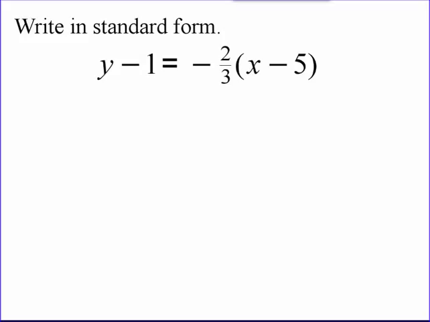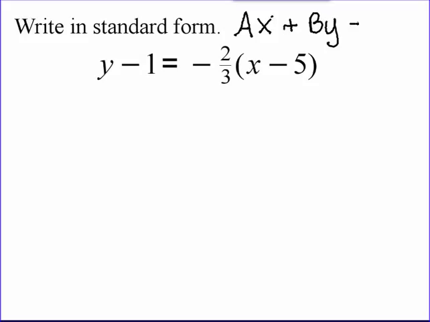So let's go ahead and look at this one. What form is this given in? Point slope form, and we need to answer it in standard form. This is a very easy problem. Remember standard form. Does anybody remember what standard form looks like? Yes. It's ax plus by equals c.